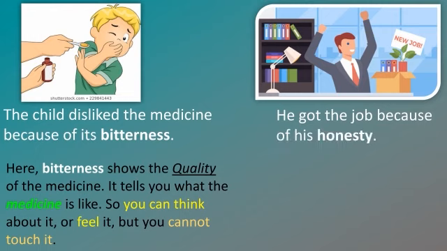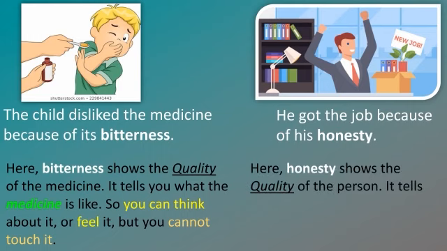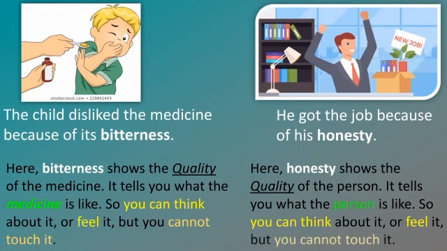He got the job because of his honesty. Here, honesty is an abstract noun. Here, honesty shows the quality of the person. It tells you what the person is like. So you can think about it or feel it, but you cannot touch it.